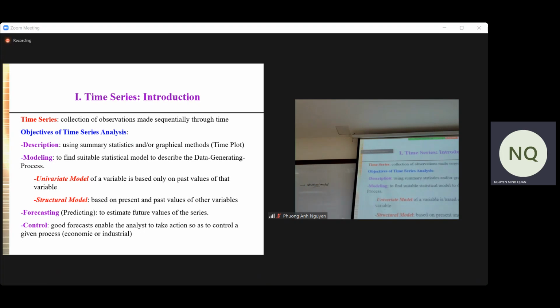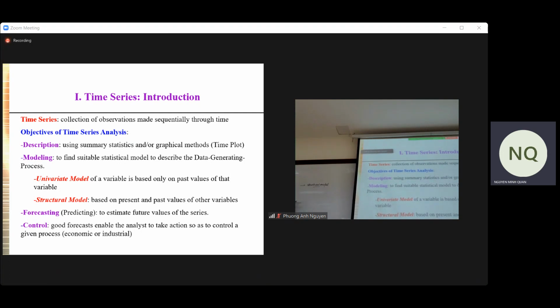But it's not always possible. Why? Because sometimes the X data set is not available. Sometimes X and Y do not have the same frequency. If you have Y daily, not monthly or yearly, then maybe it's not the best one, right? For some reason, it's not always possible. Then the univariate model is the second approach.